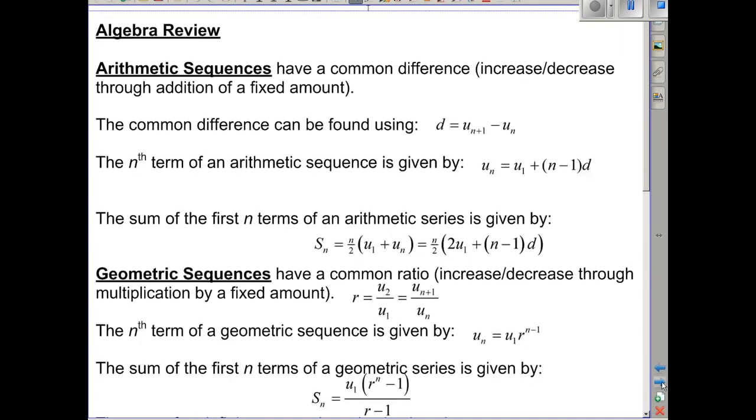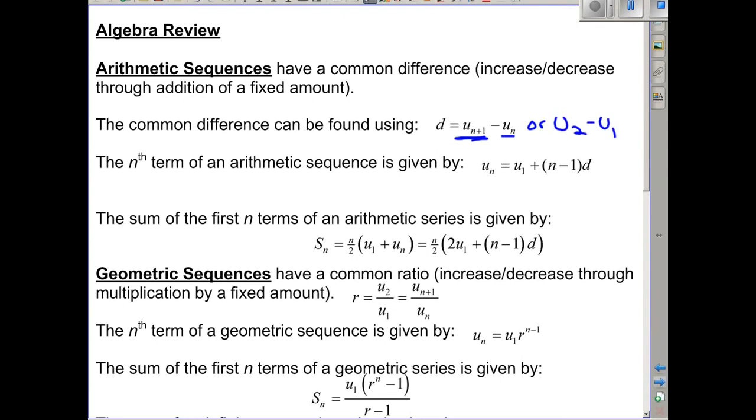Okay, arithmetic sequences are sequences that have a common difference, which means they go up or down by a fixed amount through addition. So the sequence 2, 3, 4, 5 would be a pretty straightforward arithmetic sequence. It's got a common difference of 1. If I wrote it 5, 4, 3, 2, etc., then you're looking at still an arithmetic sequence, but here the difference has changed. The common difference would now be -1. The common difference is found by taking the n plus 1th term and subtracting the nth term, or in simplest language, the second term minus the first.